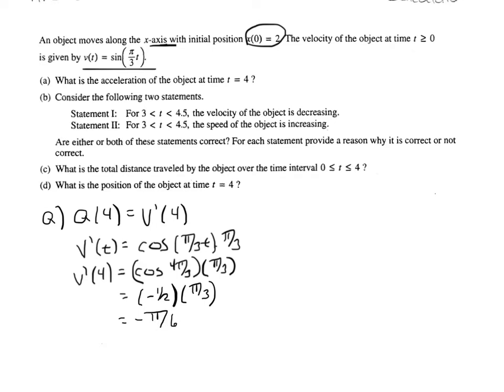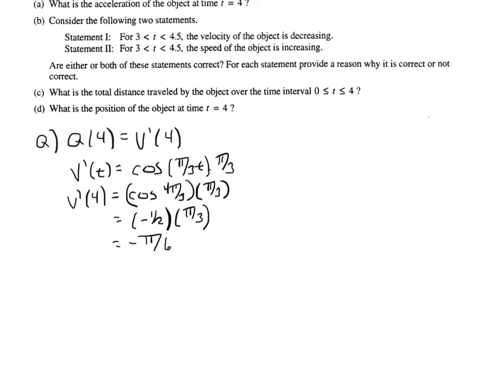Or what we can do is really just use our calculator, since it is a calculator question. Your calculator is going to give you a decimal answer, and it'll say that v prime of 4 is equal to negative 0.523 or negative 0.524, depending if you round or not.